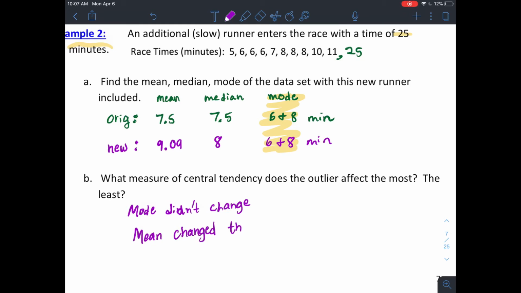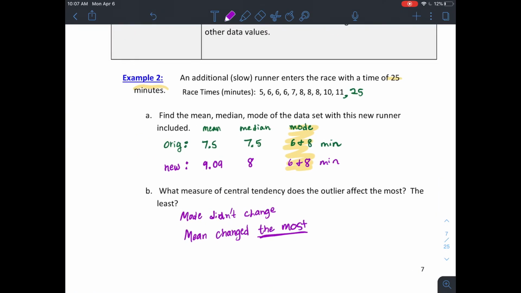And that's actually always going to be true. Your mean is going to be more largely influenced by outliers than your median or your mode. So it's a good idea to use median to represent your set of data values if you have an outlier. It's going to be a better representation than mode. So use the median when you have outliers, when your set has outliers.